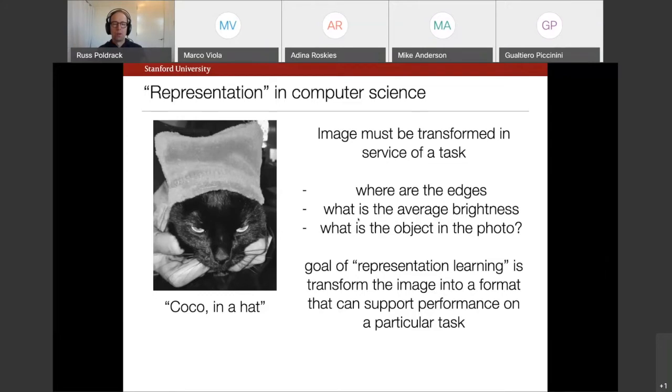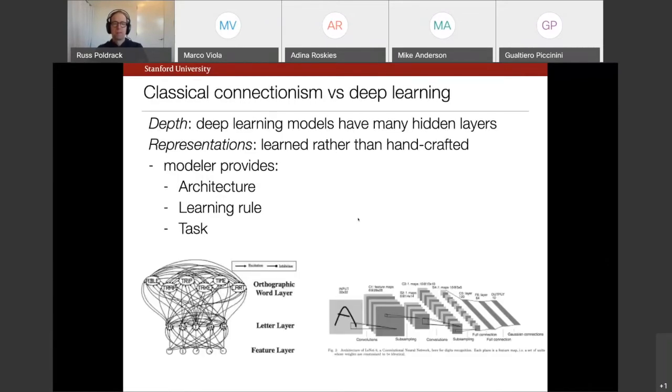So the goal of representation learning is basically to transform that image into some kind of other format that can support performance on a particular task. And so how does that work? And in particular, why do we think of deep learning as being somehow different from classic connectionist models? Many in philosophy will be familiar with connectionism through all of the debates in the last century about what connectionist models can and can't do.